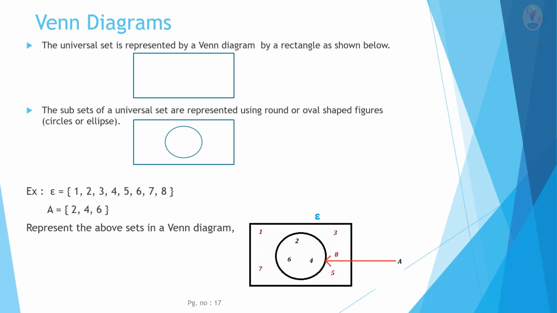Venn diagrams. The universal set is represented in a Venn diagram by a rectangle as shown below. It means usually we draw rectangles to represent the universal set in a Venn diagram. The subsets of a universal set are represented using round or oval-shaped figures. Subsets are represented by circles or ellipses. Let's see how to draw a Venn diagram and how to include the information given under certain questions.